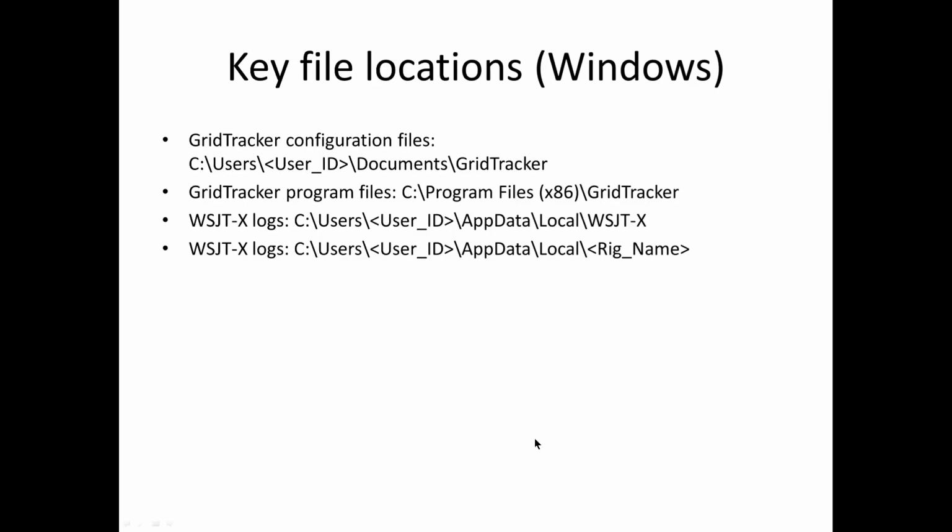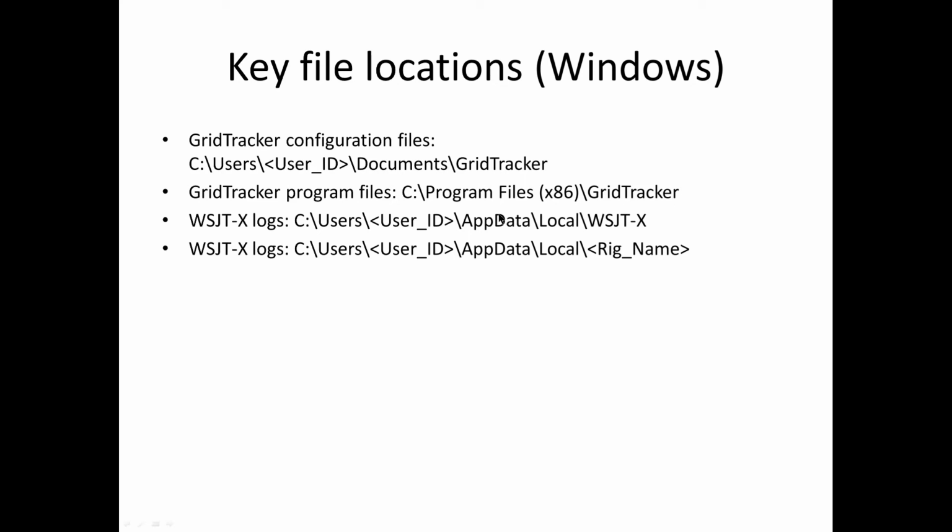And then some key file locations, the configuration files, and you can't change this. They're in your user ID, Documents, GridTracker. Unlike most programs, it's not an option to change it. The program files are all here in GridTracker, and since it's JavaScript running under Node.js, all the source files are there. So if you're so inclined, you can go make changes, or you can look at it.